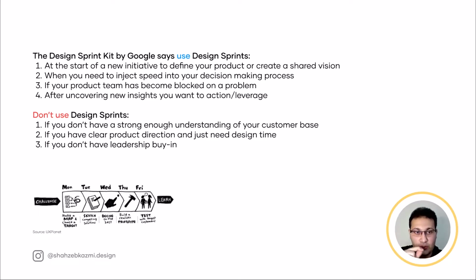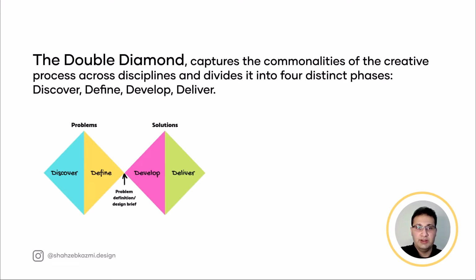and then build a prototype and then test it. So it can only be done when the leadership has given a green light that, okay, this is the problem that you should solve. Lastly, we have the double diamond. This captures the commonalities of the creative process across disciplines and divides into four distinct phases: discovery stage, define stage, develop stage, and deliver stage.